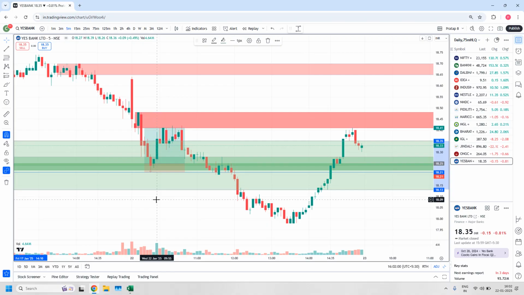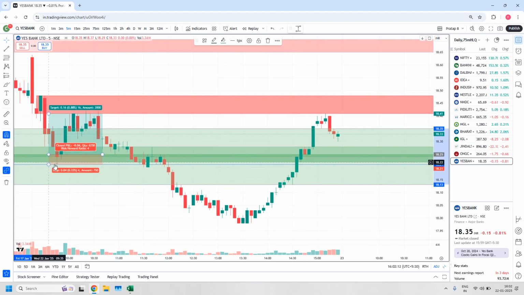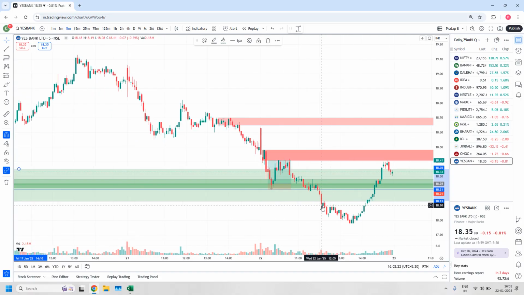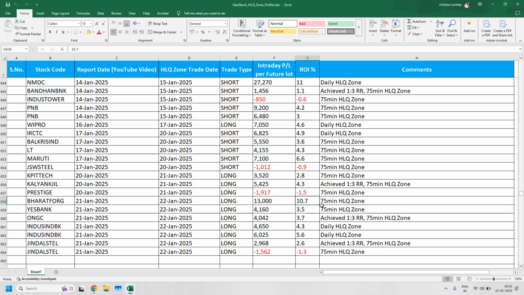We plan only in the fine-tuned 5-minute zones. The fine-tuned zone should be inside the 15-minute zone, and that should not be pierced. But here, this 15-minute zone is also pierced. So that is the reason why we can't plan the next trade in this drop-based rally. Anyway, after that, this entire high liquidity zone is also violated. But how much profit has S Bank given? S Bank has given 4,160 rupees profit, which is a 3.5% ROI as per one futures margin cost.